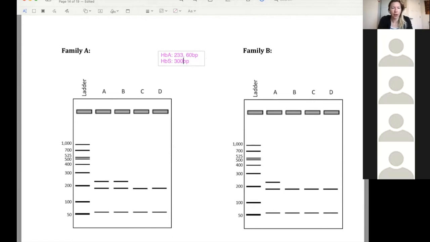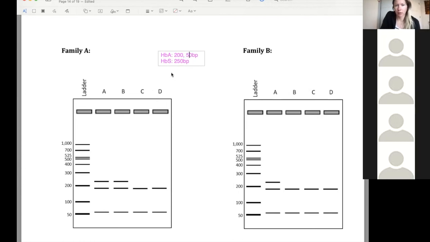Right, yeah, so they have one intact fragment. Oh, my numbers are all off. Okay, so yeah, maybe it is like 250 and then we'll just say 200 and 50. Right, so they've got an intact fragment and then a cut fragment.